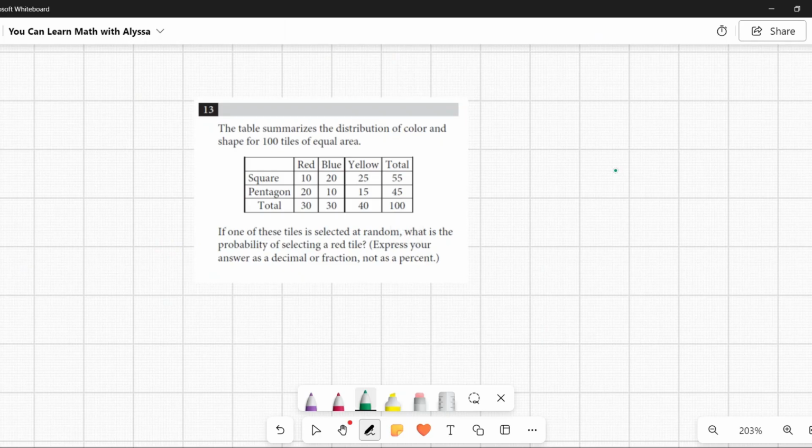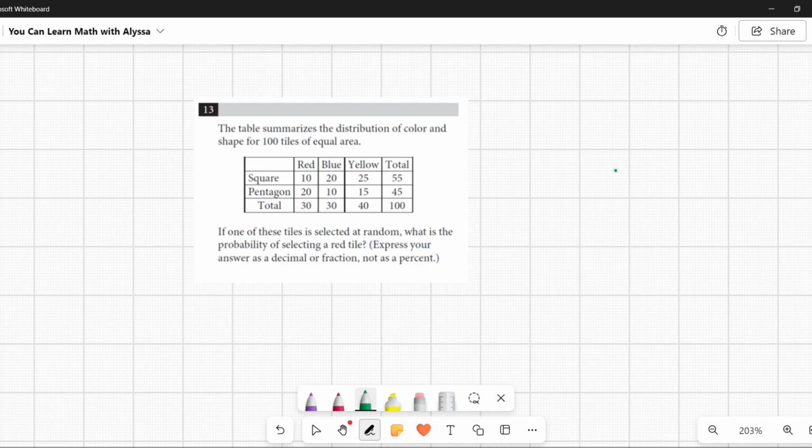Number 13. The table summarizes the distribution of color and shape for 100 tiles of equal area. If one of these tiles is selected at random, what is your probability of selecting a red tile? Express your answer as a decimal or fraction, not as a percent.